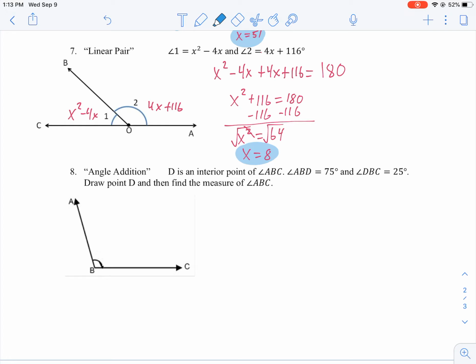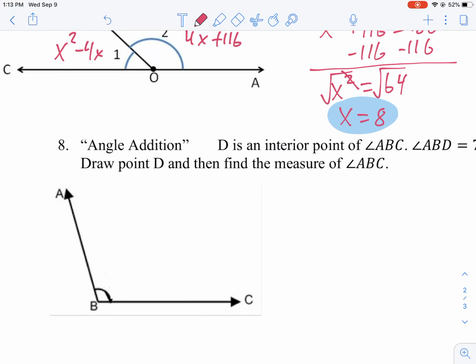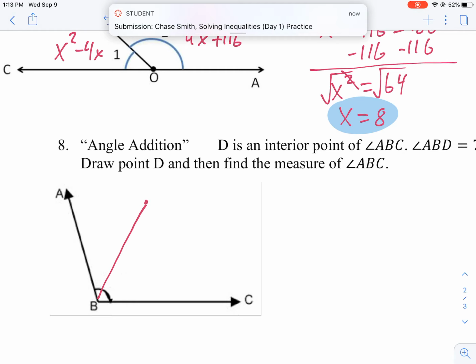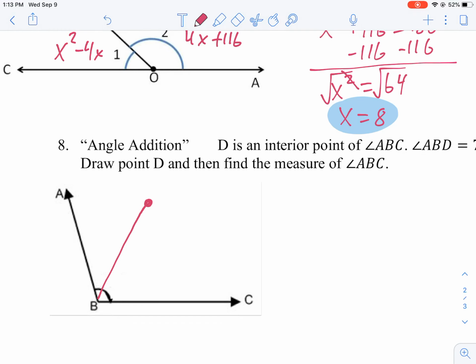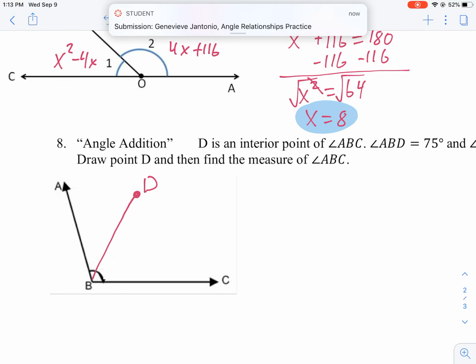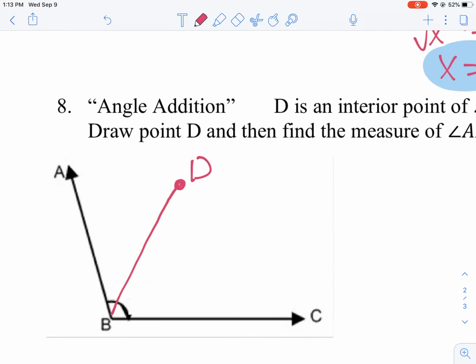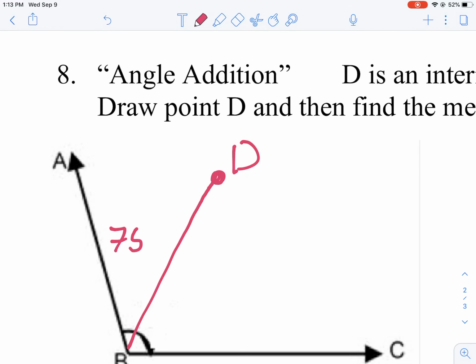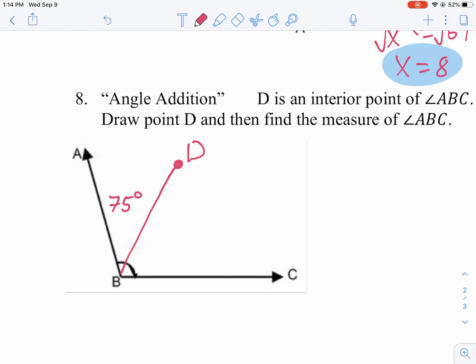The next problem we have is angle addition. Angle addition, so you're going to have a big angle, and then you're going to have two smaller angles that add up to it. So we have our angle here, and it says D is an interior point of ABC. So interior, that means on the inside. So I'm going to draw a line up to point D right there, and I'm going to label that. And then it tells us ABD is 75 degrees. So I'm going to draw that in, 75 degrees.